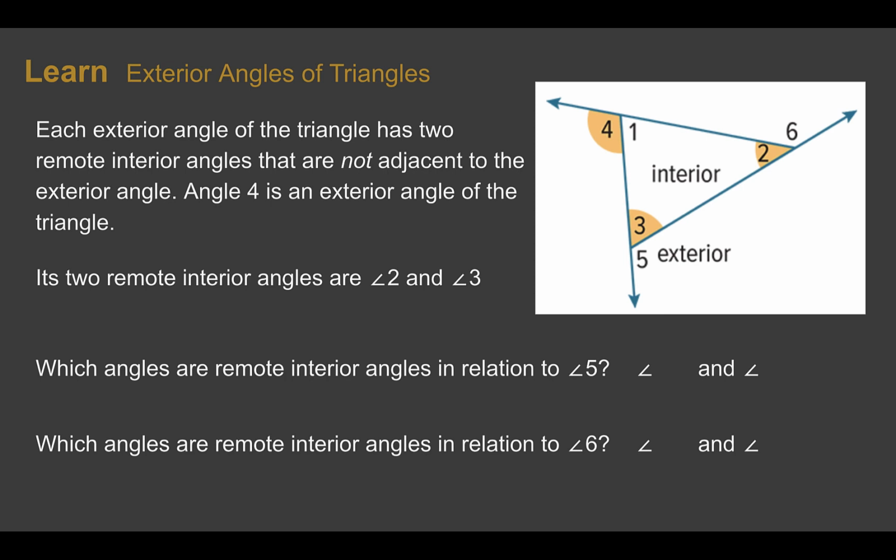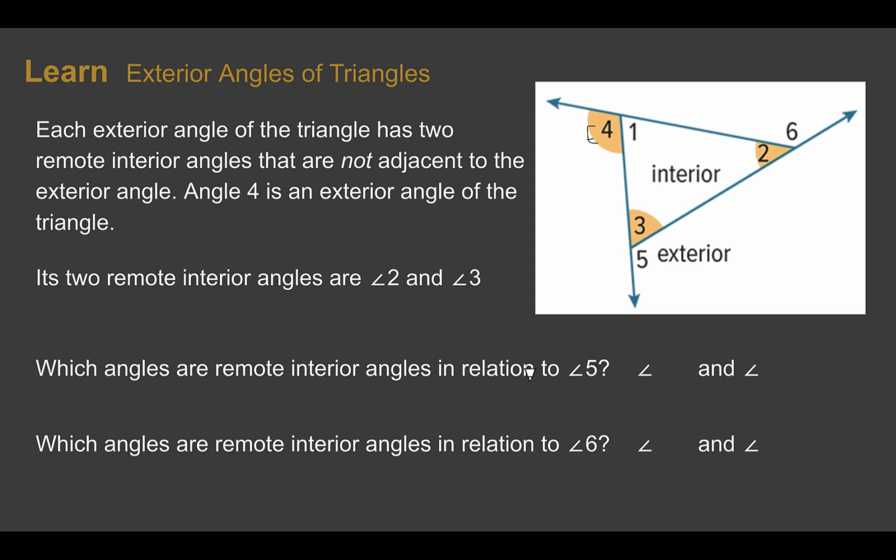Each exterior angle of the triangle also has 2 remote interior angles that are not adjacent to it. So angle 4 is an exterior angle. Angle 1 is the angle pair that's interior. So the remote ones, remote meaning far away, not being used, are angles 2 and 3.